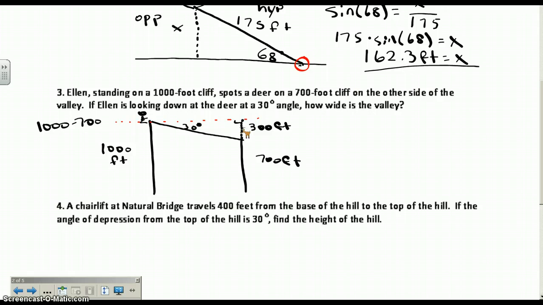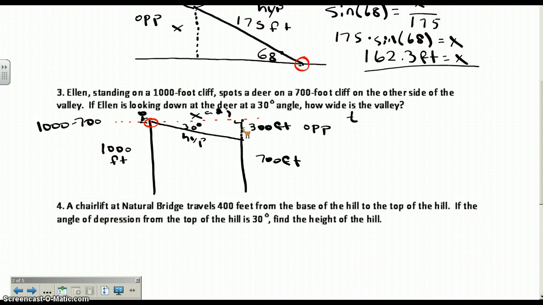Okay, so if this is the angle we're given, a 30-degree angle of depression, we need to find how wide the valley is. So I'm going to label this as x, between the 1,000-foot cliff and the 700-foot cliff. Now I have an angle of depression of 30 degrees. I'm given the opposite, and I'm given the adjacent. Kind of hard to see, but this is my hypotenuse down here.